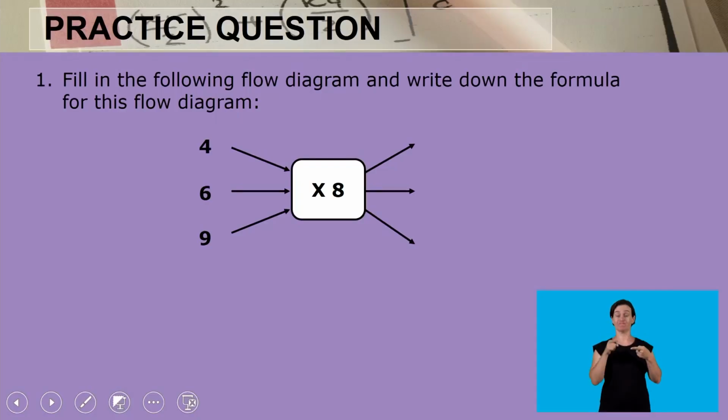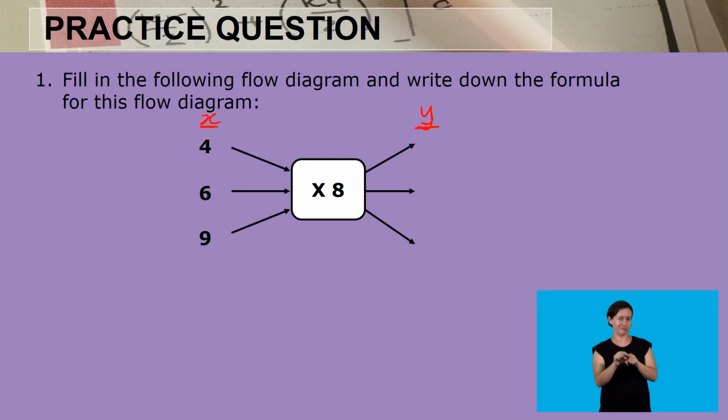Our first question says, fill in the following flow diagram and write down the formula for this flow diagram. We know that our flow diagram starts with our input values, and our input values are going to result in our output values, of course. So what input values have we been given? We have been given a 4, a 6, and a 9.